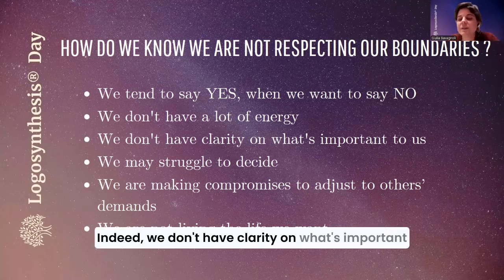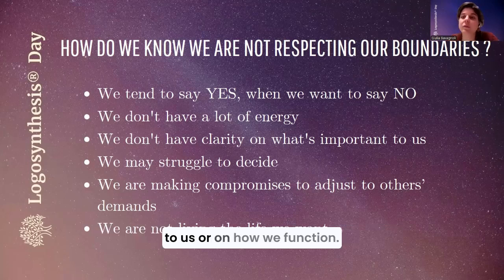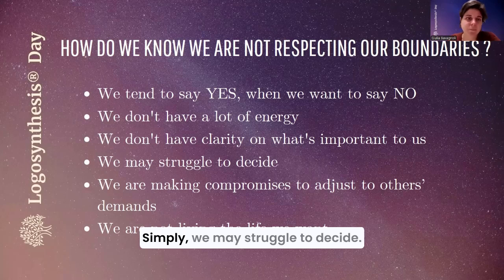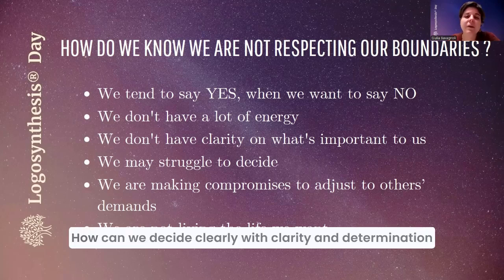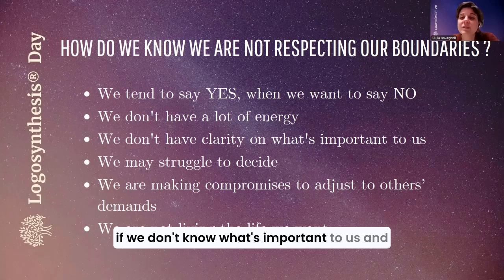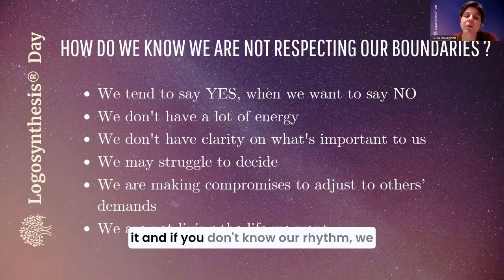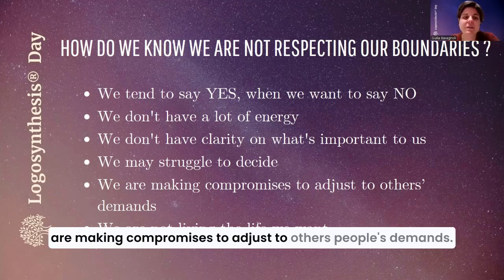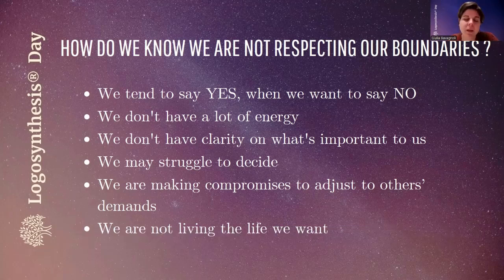We don't have clarity on what's important to us or on how we function simply. We may struggle to decide. How can we decide clearly, with clarity and determination, if we don't know what's important to us, and if we don't know if we have energy for it, and if we don't know our rhythm? We are making compromises to adjust to other people's demands.